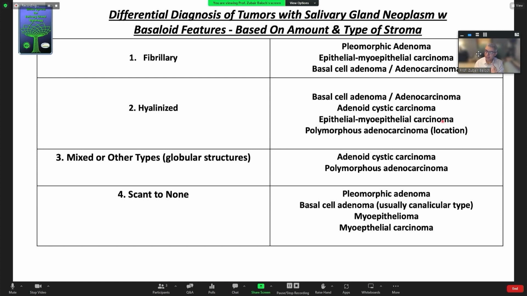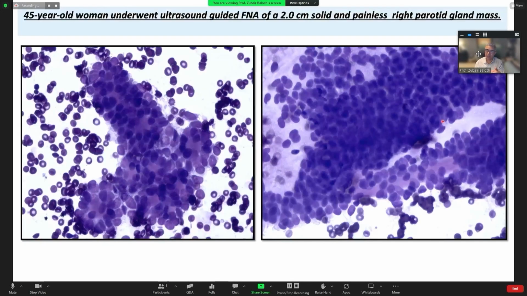But my advice will be never to push yourself into a diagnosis. Somebody says, no, it is malignant. Let them sign out that case. But if you are really wary about it, it's good to give the differential to a surgeon and tell them, look, I really cannot make an exact diagnosis, but these are the tumors that I'm thinking of.